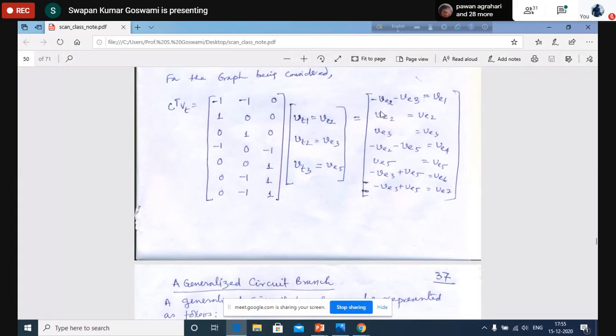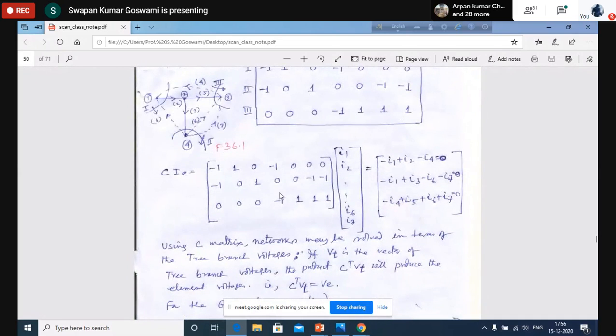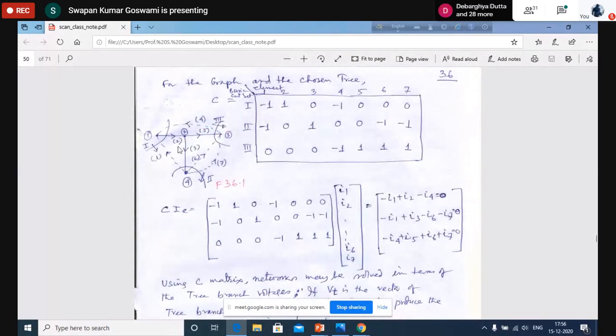Now let us see what this means. Minus V2 minus V3: how do we identify element voltage 1 from minus element voltage 2 minus element voltage 3? Let us go back to the graph. You see minus V2 minus V3. What is the meaning of minus V2 minus V3? How can we find the meaning?